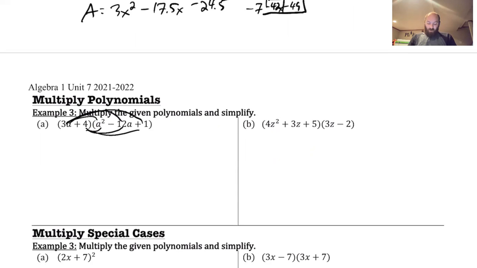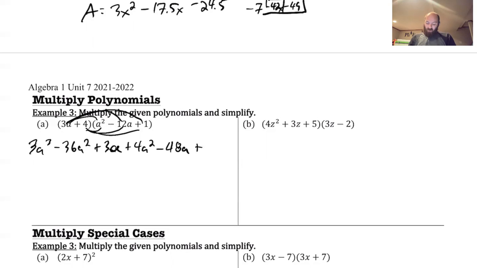So 3a times a squared is 3a cubed. Then 3a times a negative 12 is a negative 36a. And then 3a times 1 is a positive 3a. Okay, 4 times a squared is a positive 4a squared. That'll be 4 times a negative 12 is a negative 48a.